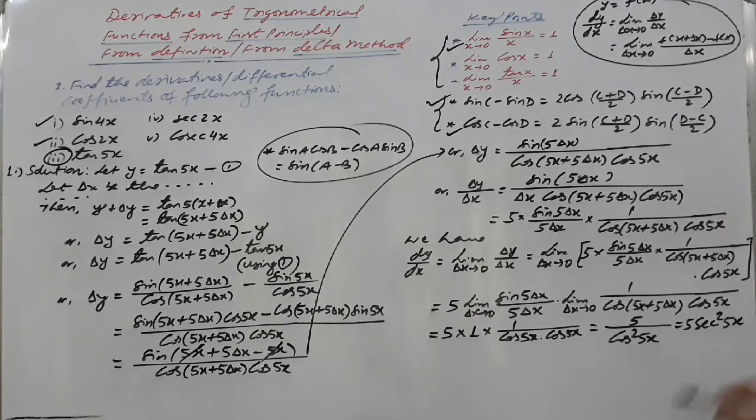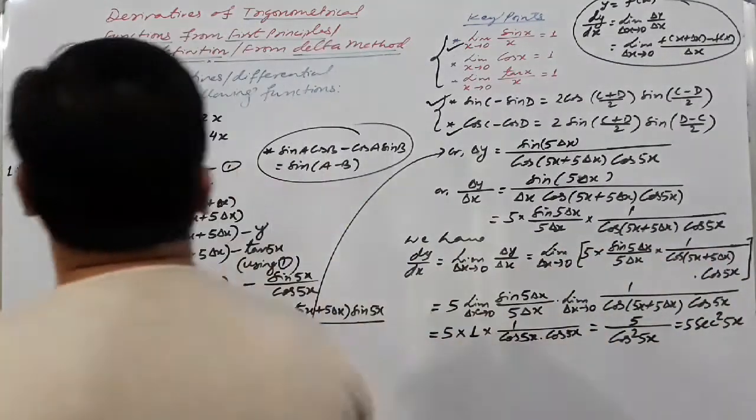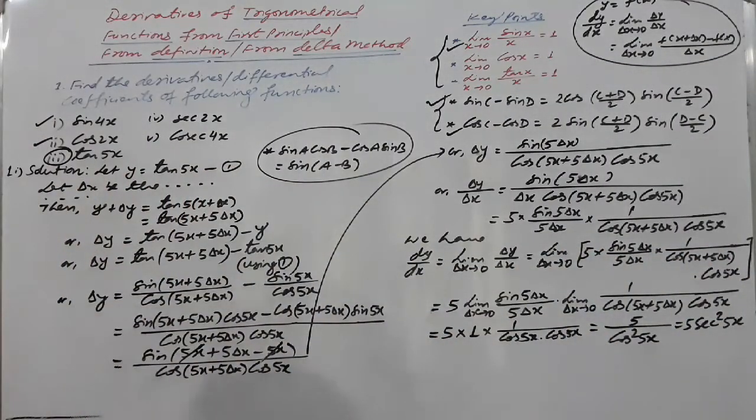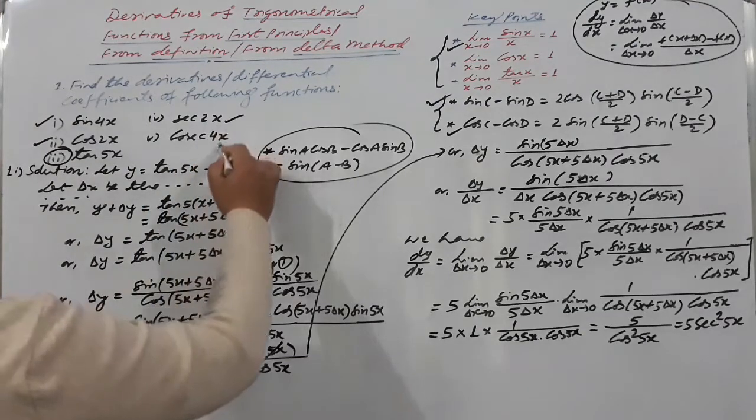This is the derivative of tan of 5x. What is the derivative of tan of 5x? You can say the derivative of tan of 5x equals 5 sec square 5x. So we have done it from the delta method, or you can say from first principle. Similarly, you can crack down these remaining questions.